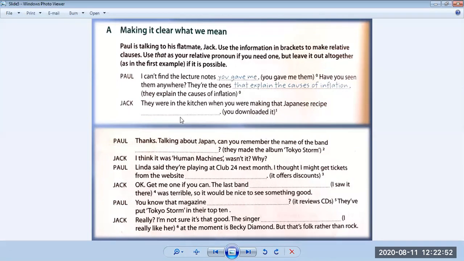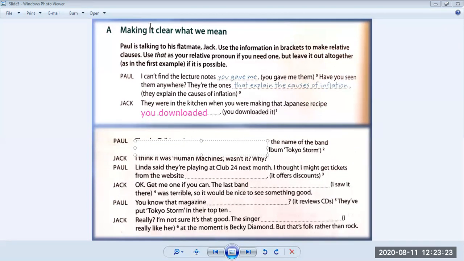So you downloaded it. So what we're going to add here, we can write it here: you download it. The Japanese recipe you downloaded. So, talking about Japan, can you remember the name of the band? They made the album Tokyo Storm. The band. So if it's that, we need to define the word.